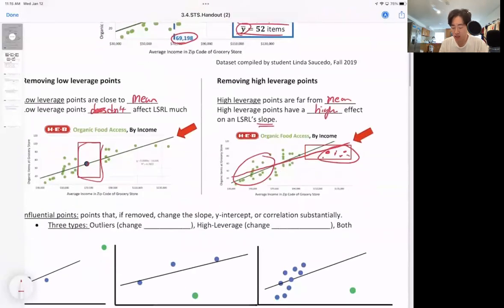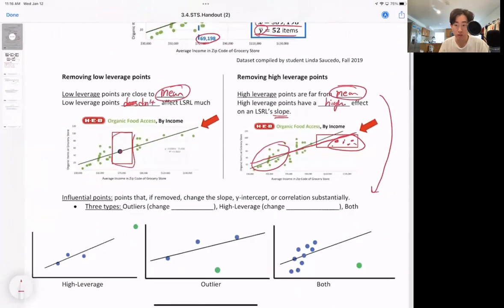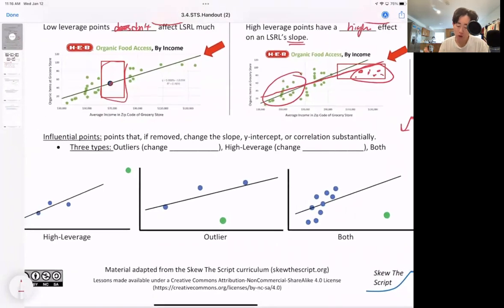But you will be confused when I talk about influential because they are really similar to one another. What I want you to remember from leverage is that it's far from the mean itself. I'll go over some questions tomorrow on the difference between leverage and influential points. There aren't that many questions that deal with this, so don't stress about it too much, but make sure you know the difference. Influential points are points that, if removed, change the slope, y-intercept, or correlation substantially.